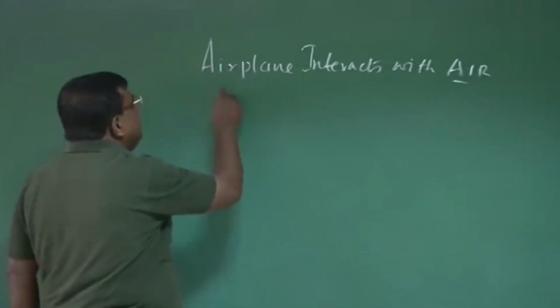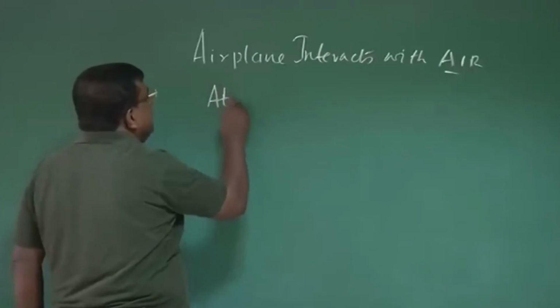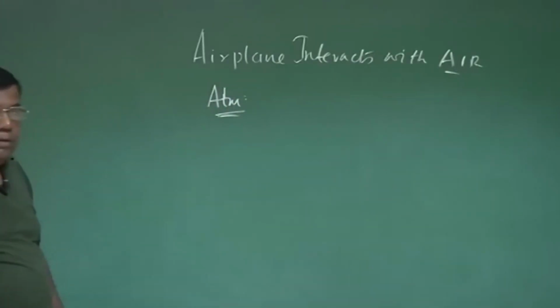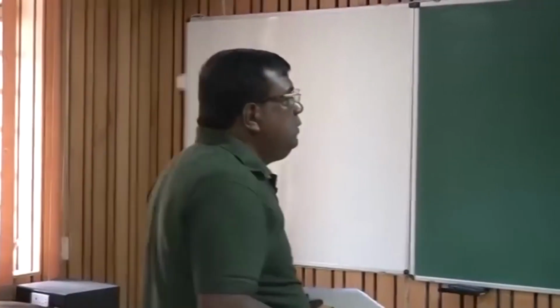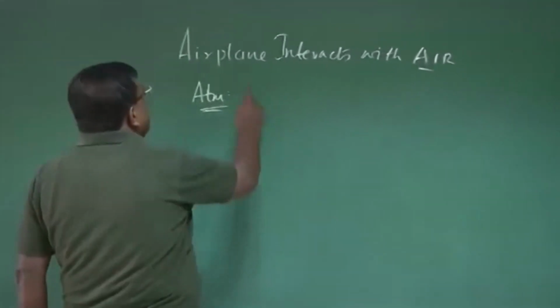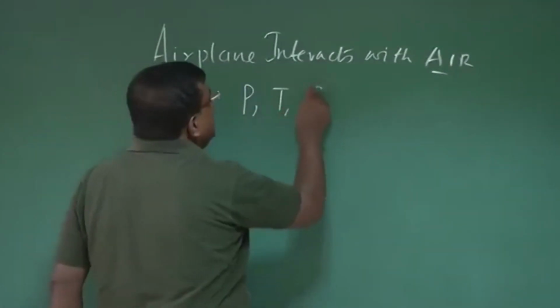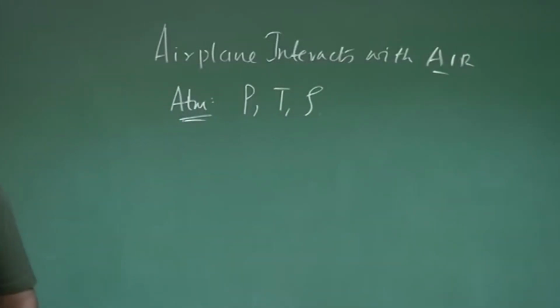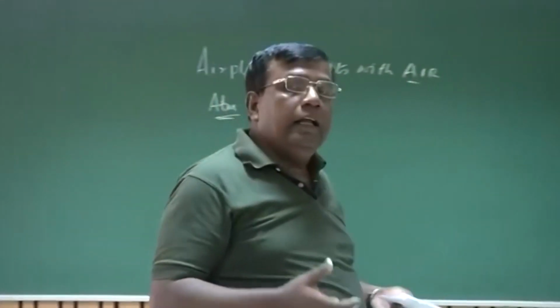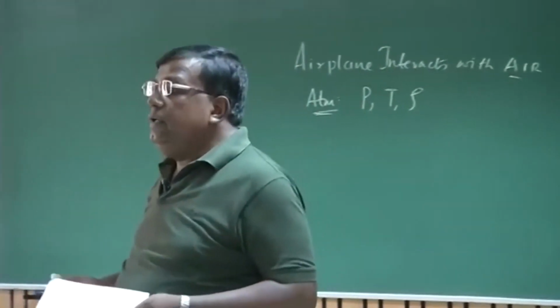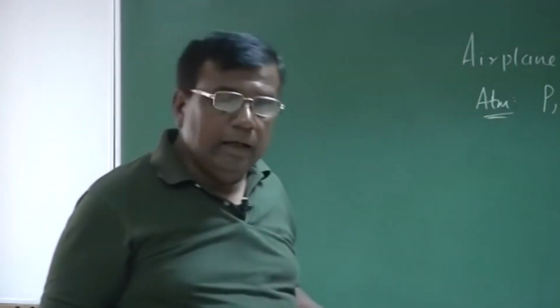This atmosphere is characterized for the purpose of interaction between airplane wing or airplane body with the atmosphere through three thermodynamic variables, that is pressure, temperature and density. Right? After all, it is the force which comes because of the pressure. The temperature decides the density, and also density by itself will decide how much force actually the airplane will be experiencing for a given speed or for a given angle of attack.